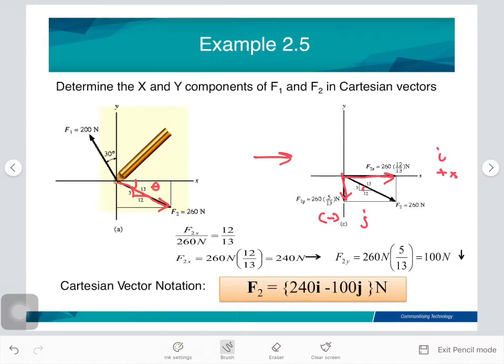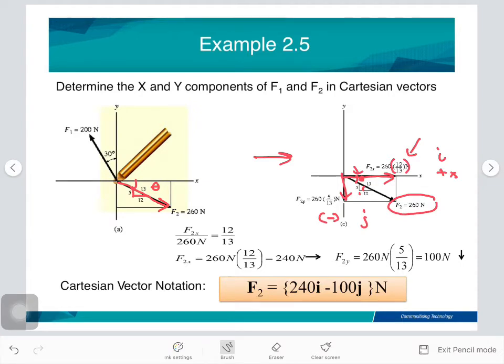Now, if you want to know this theta, you can resolve into this theta. F2x is equal to 260 times 12 over 13. So 12 over 13 is the cos theta in this small triangle. That is why here you just write 12 over 13. No need to write cos theta, because we already resolved. This inside angle is 12 over 13, so it already represents this angle.